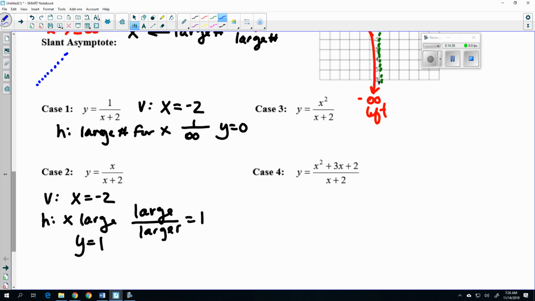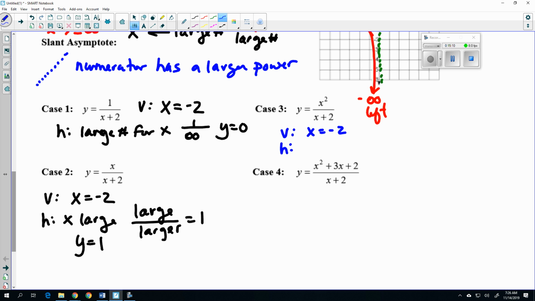So if I asked you to do case 3, everybody okay to say my vertical asymptote is x equals -2? If I try to do my horizontal, a large number squared over a large number, what really is that? Yeah, it's hard to tell, isn't it? So a slant asymptote happens when the numerator has a larger power or exponent. So case 3 does not have a horizontal asymptote. I can't really figure that out. So it's going to have a slanted line.